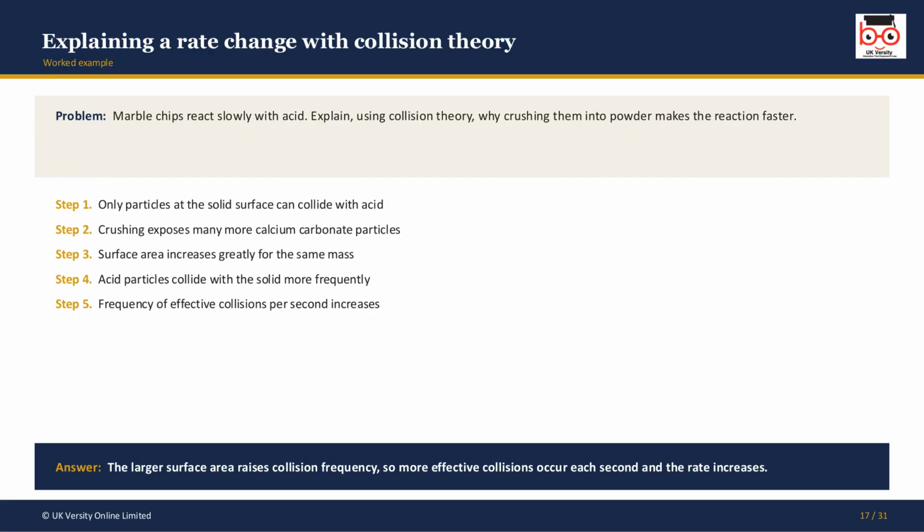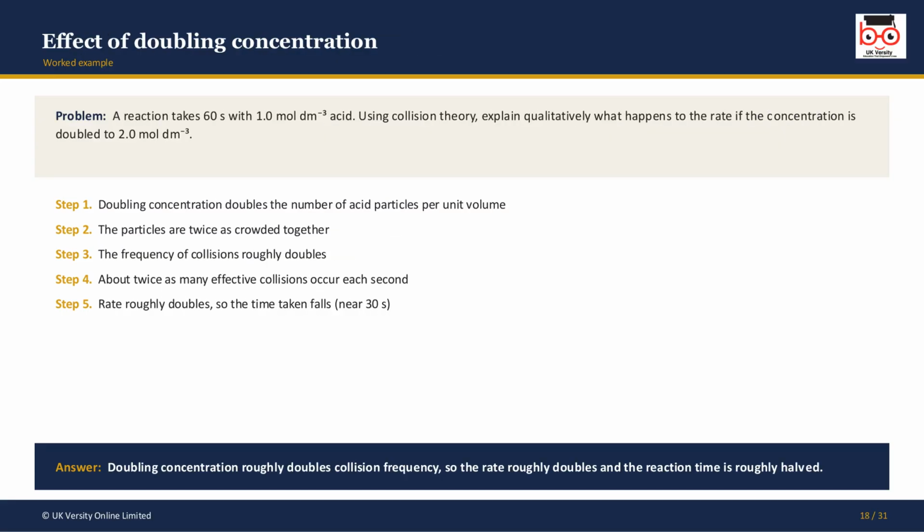Let's reason one through with collision theory. Marble chips react slowly with acid, so why does crushing them into a powder speed things up? Only the particles at the solid surface can meet the acid, and crushing exposes far more of those calcium carbonate particles, greatly increasing the surface area for the same mass. The acid now collides with the solid much more frequently, so the number of effective collisions each second goes up, and the rate rises.